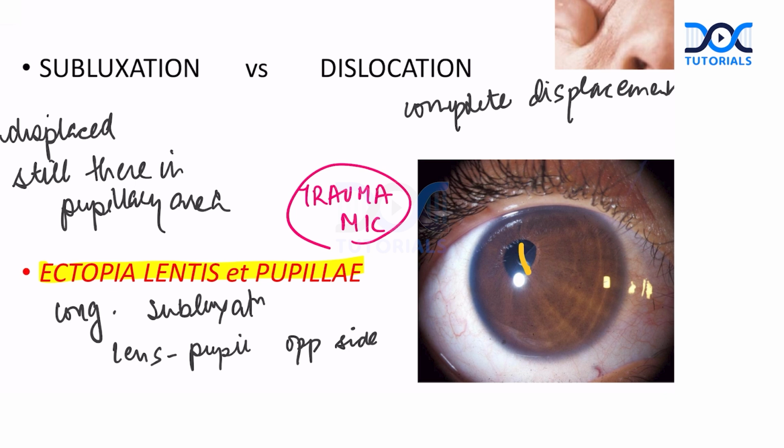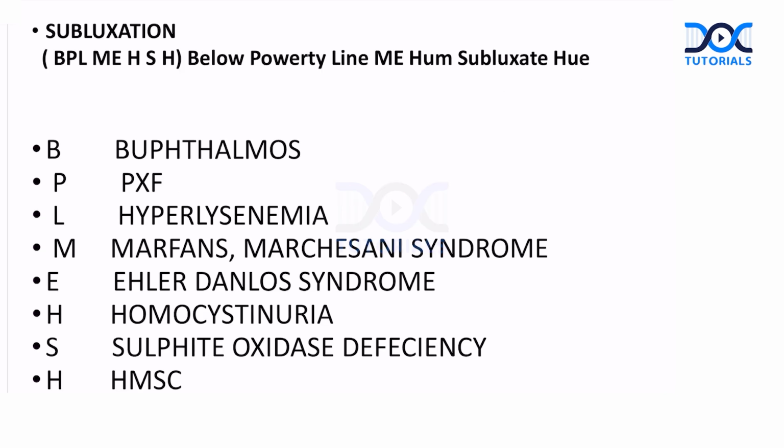Now, friends, after that, I am more interested in telling you the causes of spontaneous subluxation. I hope you understand what is the term spontaneous. Spontaneous means there is no trauma. The lens is spontaneously going somewhere. Okay, so what are the causes? Let us first understand why the lens is spontaneously dislocated. Can I say there is some problem in the zonules? Obviously, somewhere the zonules are weak. That's why there is a spontaneous subluxation.